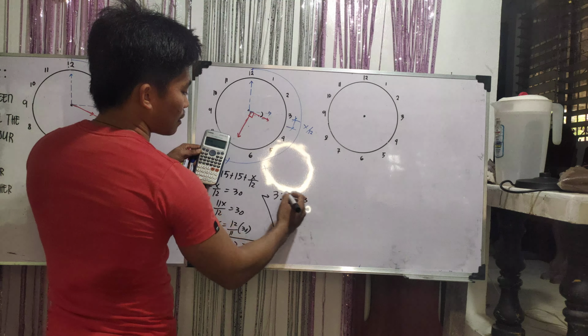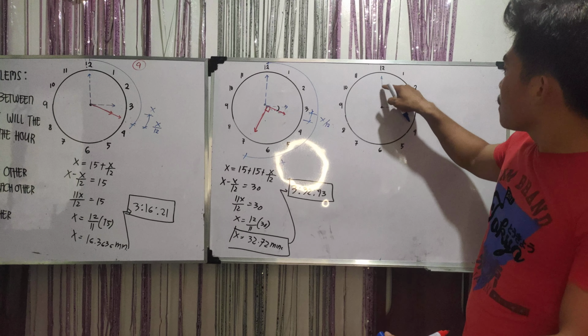Now, lastly, for letter C, at what time between 3 and 4 o'clock will the minute hand and the hour hand of the clock be parallel with each other? Okay, so, pag sinabing parallel, kumbaga magiging straight line siya. Now, what is that? Between 3 and 4 o'clock, let's say 3 o'clock.